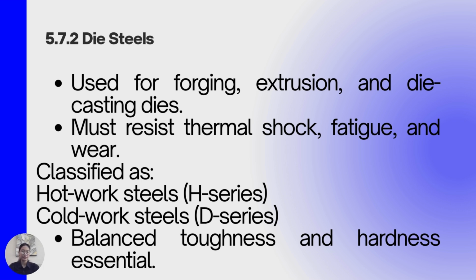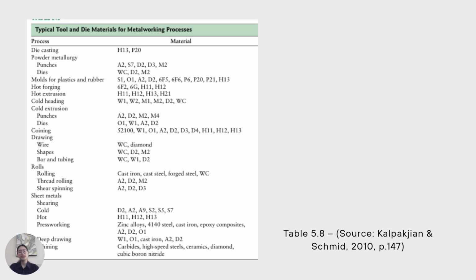large-scale manufacturing. This table summarizes the types of tool and die materials typically used for different metalworking processes, and it highlights how the choice of material depends on the working condition, such as temperature, pressure, and wear environment. So let's go through the main idea. For die casting, materials like H13 and P20 steels are used because they can withstand high temperature and thermal cycling, as molten metal is repeatedly injected into the mold. These are known as hot work tool steels. They are valued for their ability to resist softening and cracking under thermal fatigue.